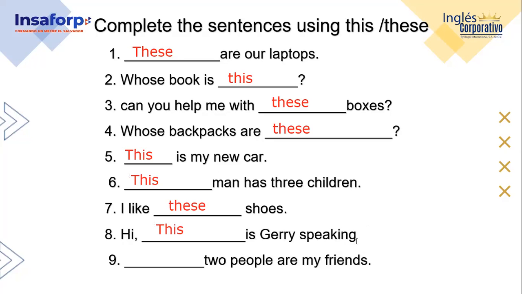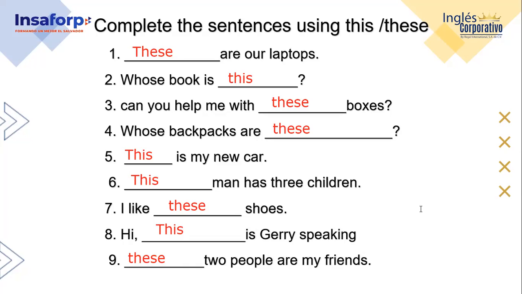Esta expresión la utilizamos cuando estamos hablando por teléfono. Cuando alguien le llama, dice, hi, this is Gary speaking. This is Rebecca speaking. This is Delmi speaking. This is Emmanuel speaking. These porque es plural. Friends. Es plural. Okay, thank you. These two people are my friends.